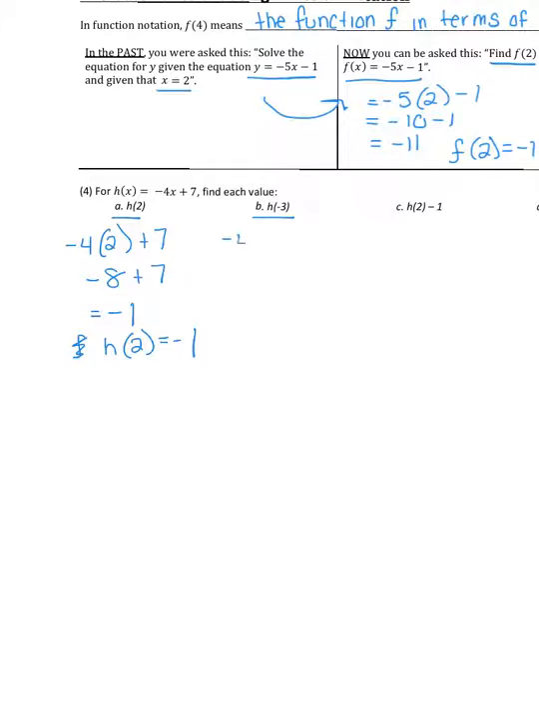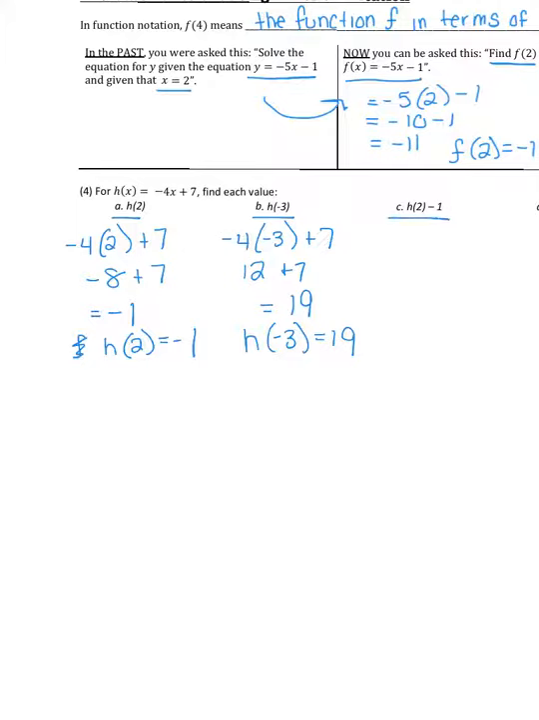So I'll do negative 4 times negative 3 plus 7. That would be positive 12 plus 7. And so then my outcome is 19. So I would say the function h for when x is negative 3, I get out 19.